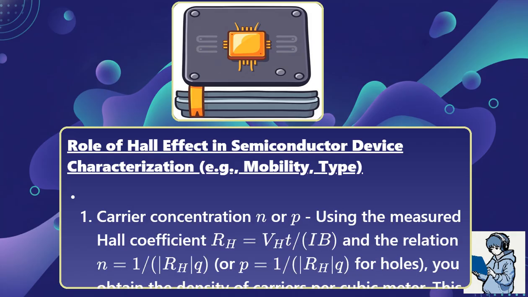2. Carrier concentration, n or p. Using the measured Hall coefficient R_H = V_H times t divided by I times B, and the relation n = 1 divided by |R_H| times q, or p = 1 divided by |R_H| times q for holes, you obtain the density of carriers per cubic meter. This number is crucial for device design, for example setting the junction depth in diodes.